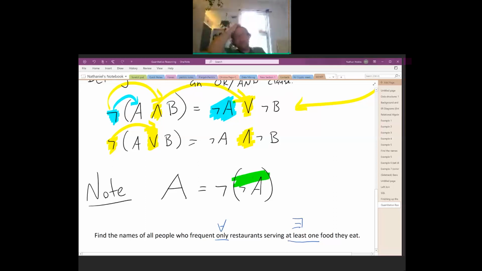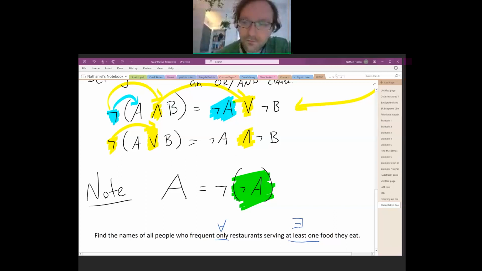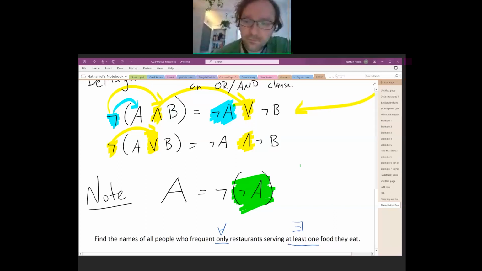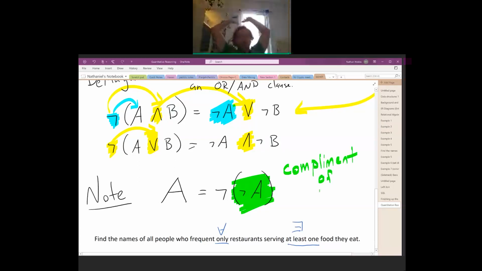This is the complement of A. That's called the complement, just the negation. It's also called the complement. All of this is to try to give you some tools to be able to rephrase queries in particular ways.